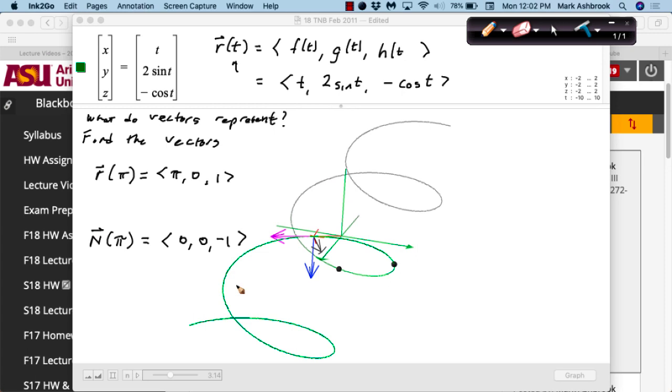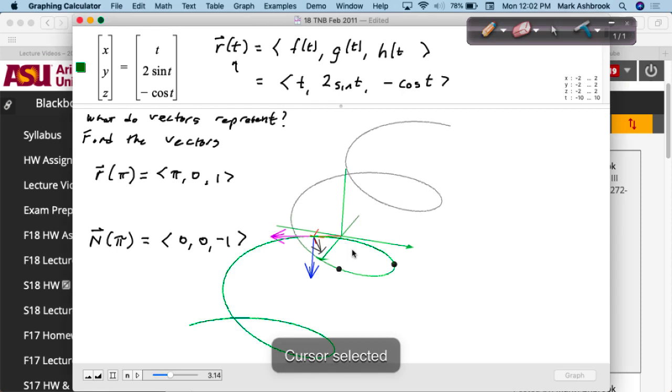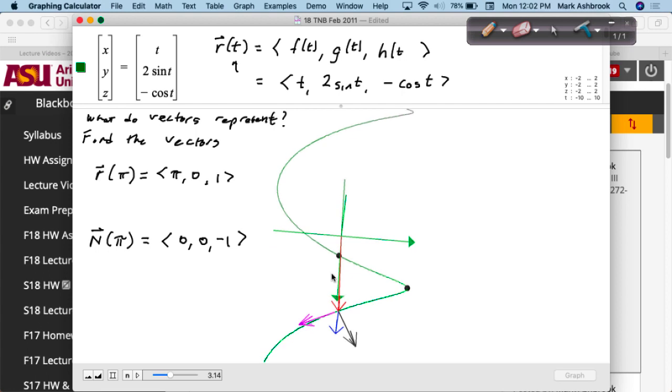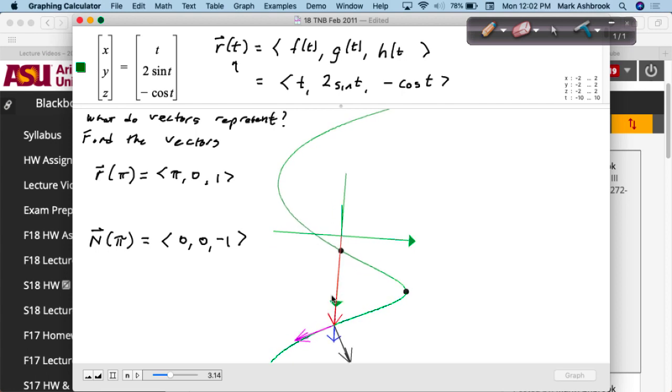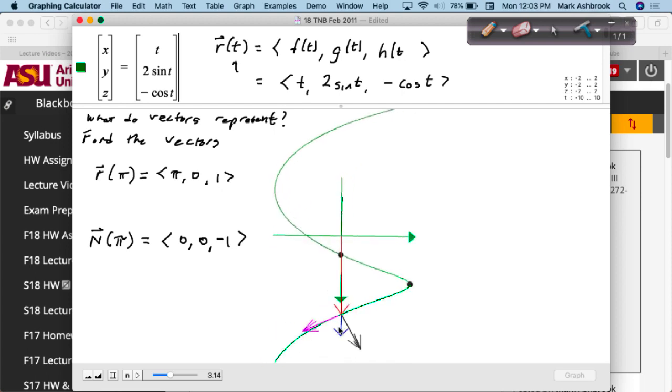Okay, next. The others, we don't really know for sure. There's not really symmetry there. If we look down on this, we might see some symmetry, but we don't, so we've got to do the math. Which one can we find easily or first? Unit tangent or binormal? Unit tangent, right? That's kind of the easiest one. So what is the unit tangent?